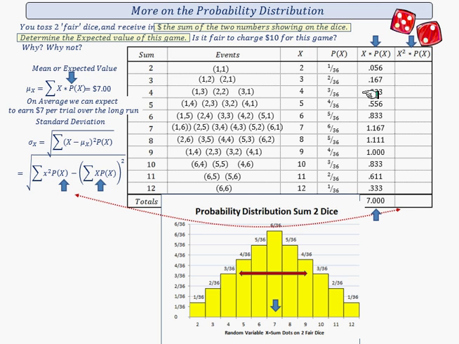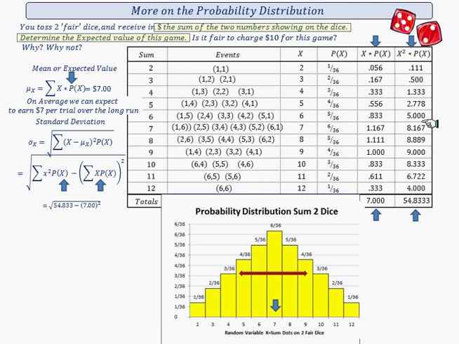We need this extra column here, X squared P of X. And we're multiplying X squared times P of X. And again, you can pause the screen and write this down in your notes there. And that summation, X squared P of X, is given here. Calculating this number, 2.415. It's the variability about the mean.